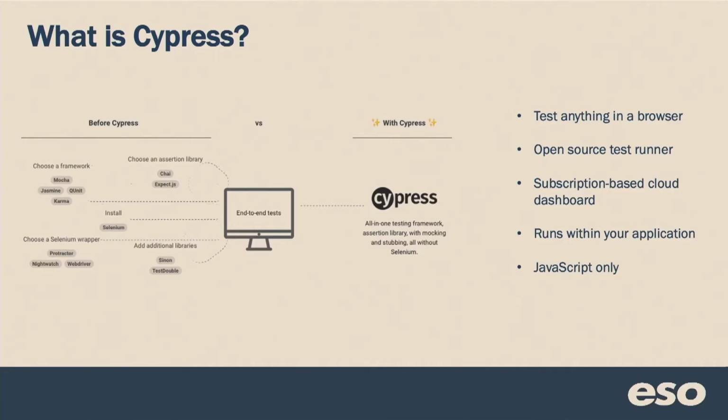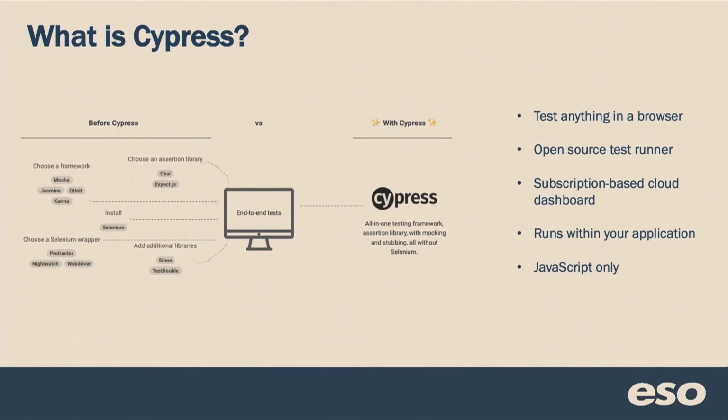So enter Cypress. What exactly is it? They claim it's an all-in-one testing framework, meaning that you don't need to set up and install a raft of different tools and technologies just to get it up and running. As you can see on the left, before Cypress, typically you would have to pick and manage various bits and pieces and pull them all together and manage it all separately, whereas with Cypress it all comes bundled together, making the installation process simple.